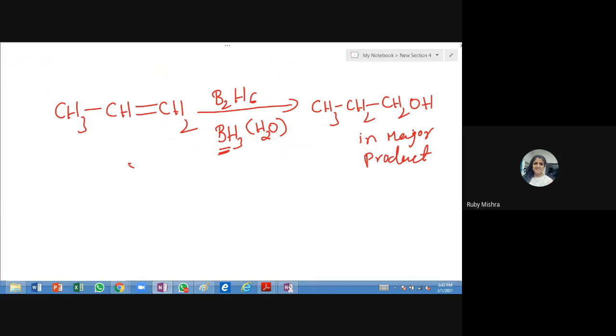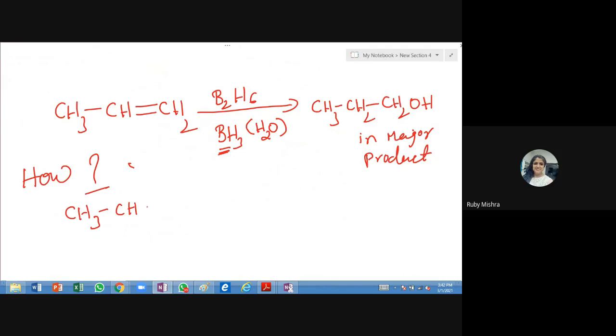Since we have discussed mercuration and oxymercuration, there we get a secondary or tertiary alcohol as a major product. But here in hydroboration, we get a primary alcohol as a major product. Now the question is how? Let's start with the mechanism.